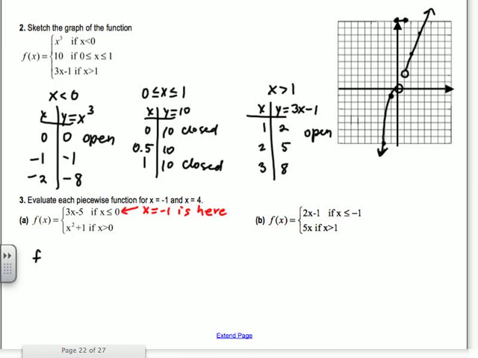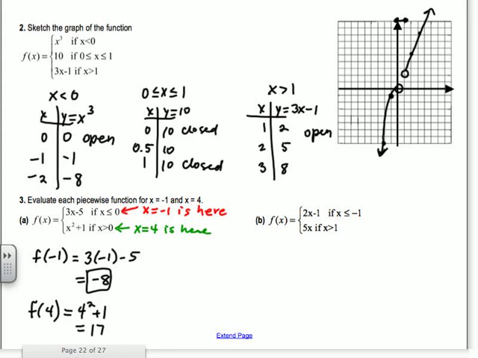So for f of -1, I'm going to plug into the 3x minus 5. I'm going to have 3 times -1 minus 5, so I get -8. For f of 4, what's f of 4? Bottom. See how x is greater than 0? x equals 4 is here. They won't always be in opposite ones. They could come from the same one. So I'd get 4 squared plus 1, so I get 17. If I asked what f of 5.5 is, you'd use the same x squared plus 1. So you could use one of those pieces more than once. On your homework, there's one where you only use one. You have 3 pieces, but you only use one for both answers. So keep that in mind.